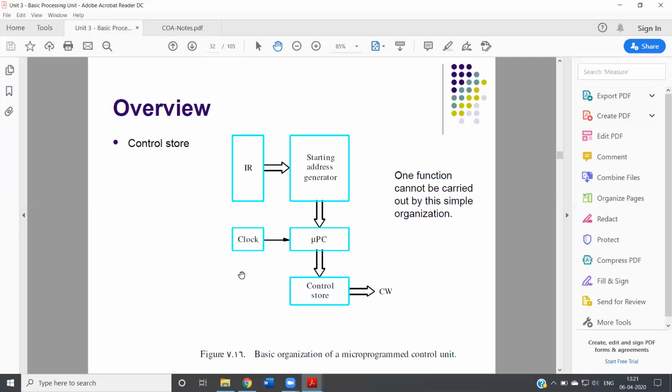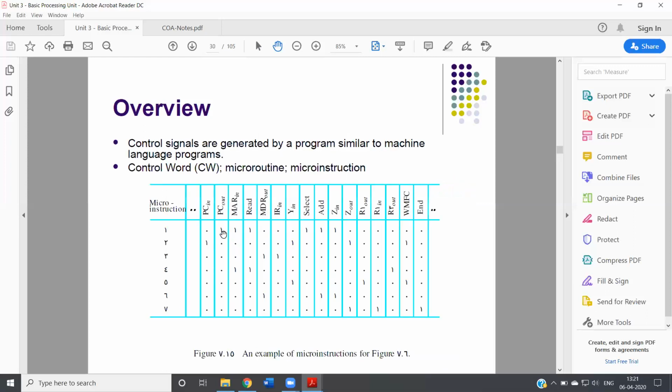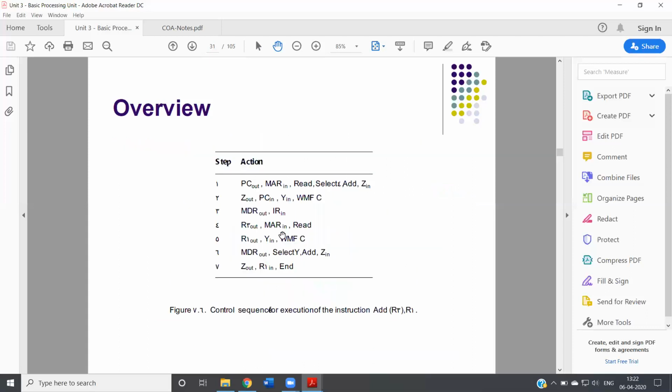What we have over here is an instruction register, in which the instruction that is going to be executed is stored. The starting address is stored in the starting address generator. We use a micro PC, mu PC. Like PC points to the next instruction to be executed, the mu PC points to the next micro instruction to be executed, which is again governed by the clock. Those micro instructions are selected from the control store, and the control word is generated. The control word is the set of signals selected for a micro instruction.